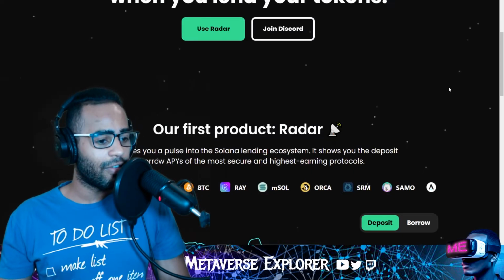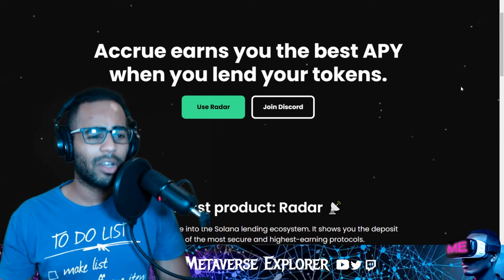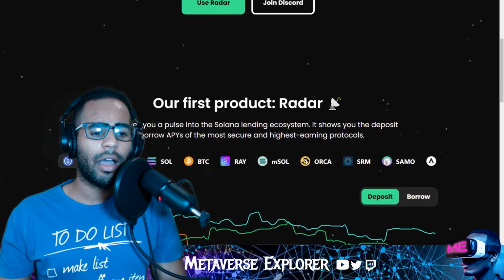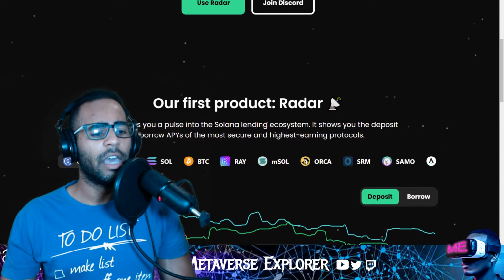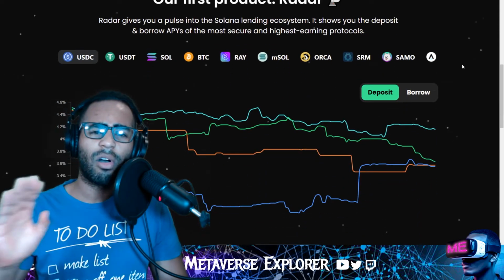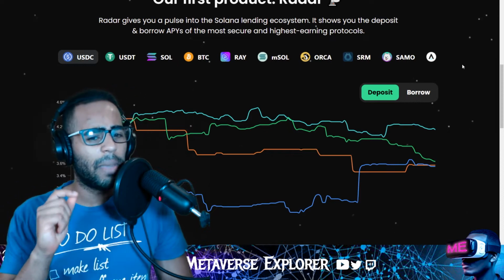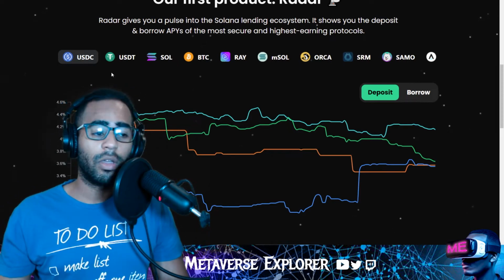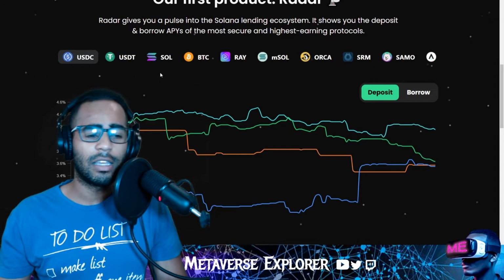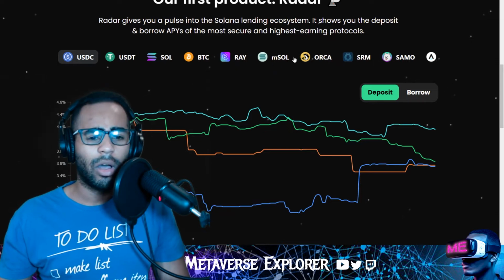Moving on, we got Accrue Finance. They're slowly improving their products as they go. They have their first product, which is called Radar. It just gives you a scan of the Solana markets to see where it has the best deposit rates and where it has the best borrowing rates. You can see they only started with USDC, USDT, Solana, Ethereum rate. Now they got a whole bunch of other stuff.